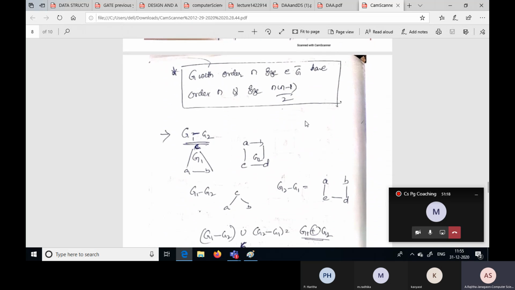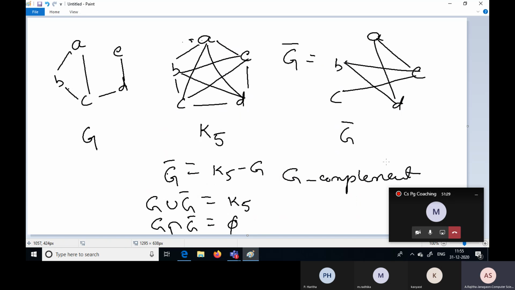Here G with order n and size E. Suppose G with order n, size E. So what is the order here? Order in the sense, n. Here n equal to 5, and how many edges are there? In an undirected complete graph, the number of edges is n into n minus 1 divided by 2, isn't it?